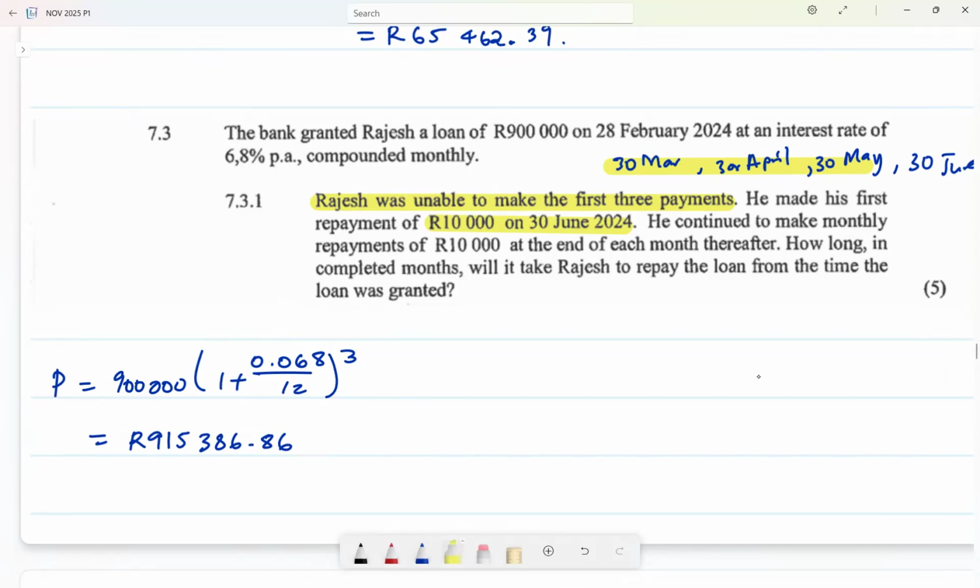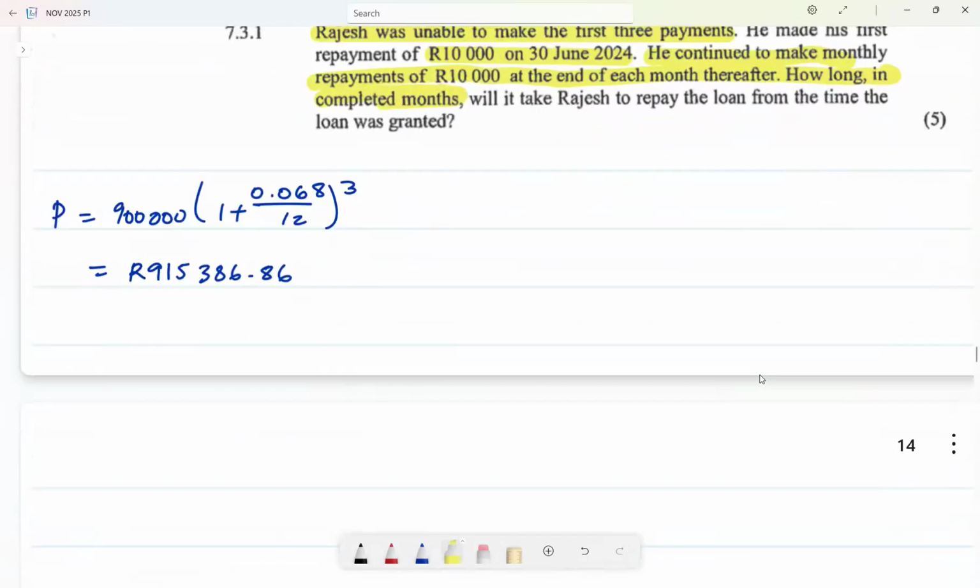They say the first payment is made, and then he continues to make monthly repayments at the end of each month thereafter. How long, in completed months, will it take Rajesh to repay the loan? I'm going to use P is equal to x times 1 minus 1 plus i to the power of negative n, divided by i. For my present value, I no longer use 900,000. I now use the 915,386.86 because it has accumulated again.